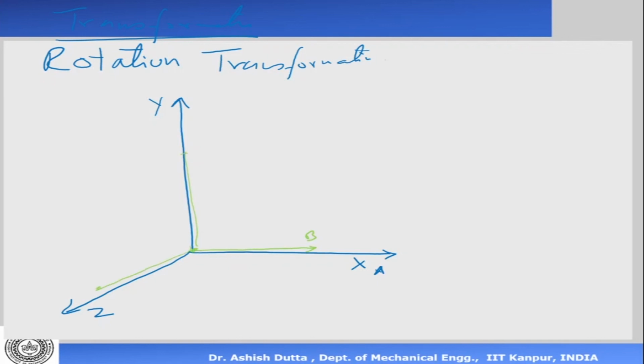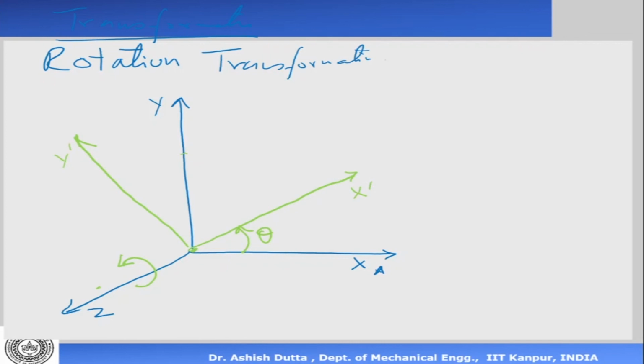Then what I do, I rotate the B frame by an angle theta. I rotate the B frame like this by an angle theta about the Z axis. So this is my theta. Okay, so my X has come there, X dashed, Y dashed has come there. Z remains same because it's not moving.